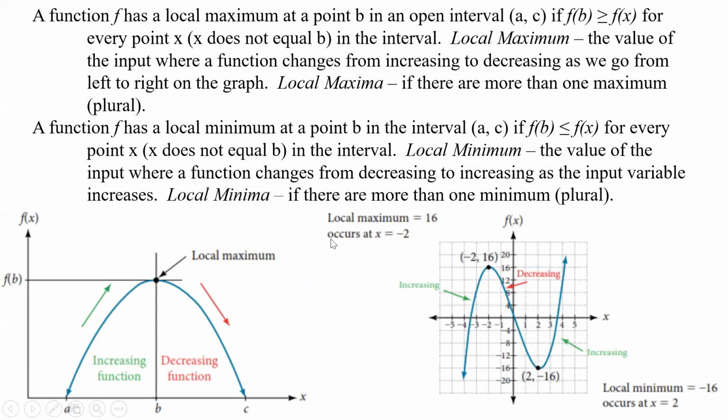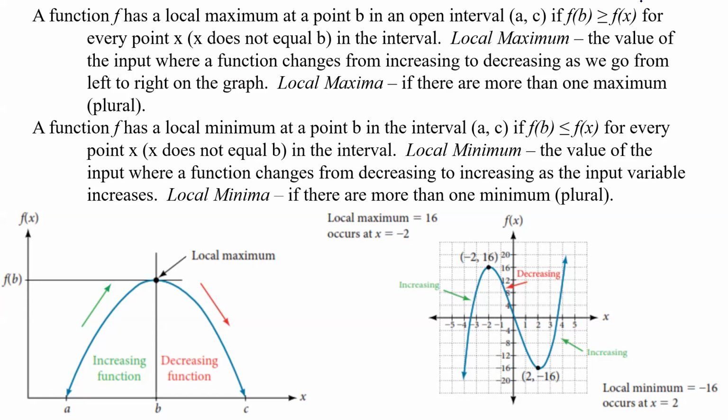All right, so the function has a local maximum, maximum being the biggest, at a point B in an open interval A to C. So if we look here, this is what it's talking about. We have the interval A to C, and we have some point B, and what it says is that f of B, in this case your y value, is going to be greater than any other f of x for any x over here or any x over here on the whole interval, except at the point B. It's going to be the largest one no matter what, okay? And so that means it has a local maximum.